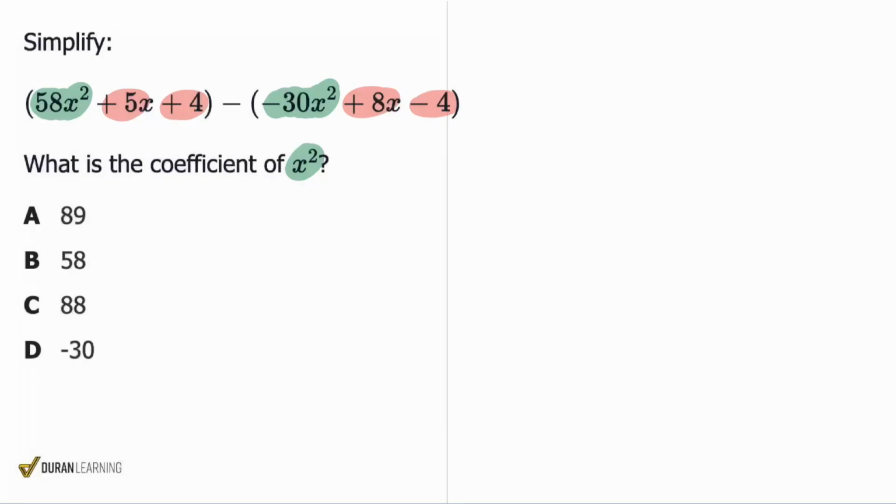Now, let me show you what we have to pay attention to, or else we might fall victim to an easy mistake that can be made. So we have 58x squared right there. And then we have, pay very close attention, minus, and then we have negative 30x squared. Help me out, my party people. If I am subtracting a negative, what's going to happen there? Yeah, that's going to be a positive.